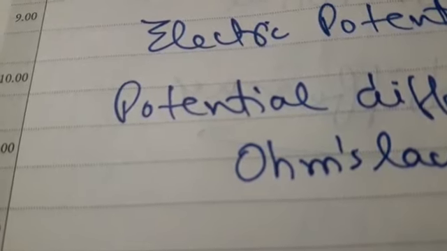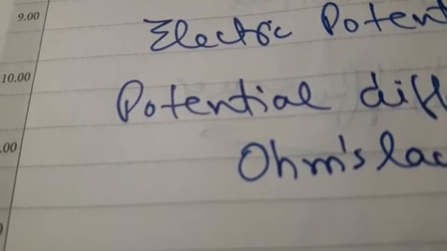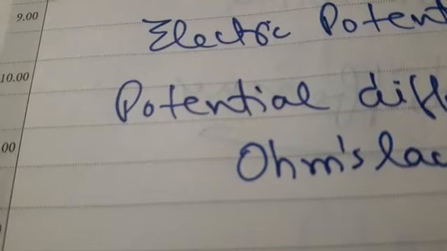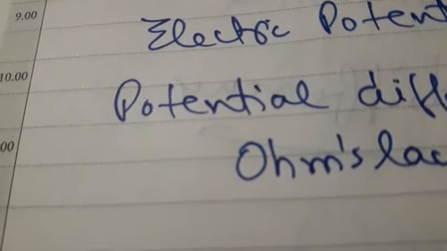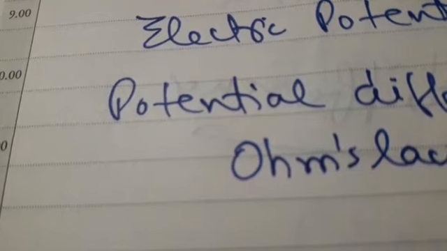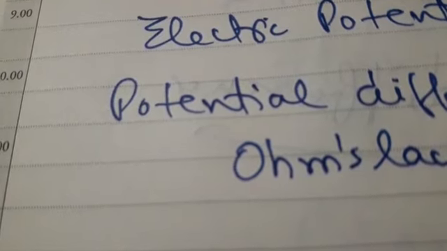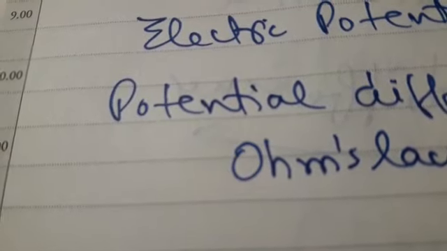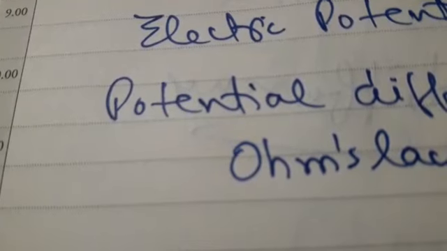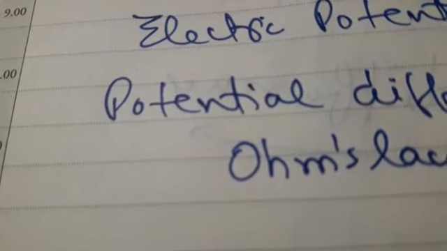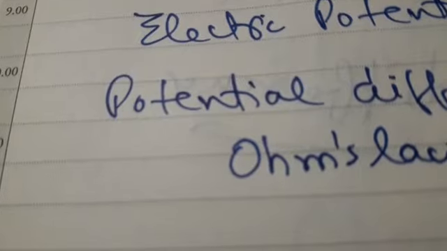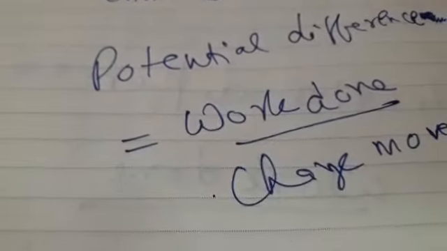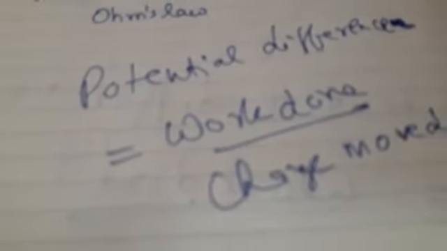The same thing applies when you allow the charged particle to move between two known terminals. You know both the points between which the charge is allowed to move. Then the work done in moving the unit charge from one point to the other point is called the potential difference between the two points. That can also be said as potential difference equals work done by charge moved. That means you are doing some work in moving the charge between the two points.